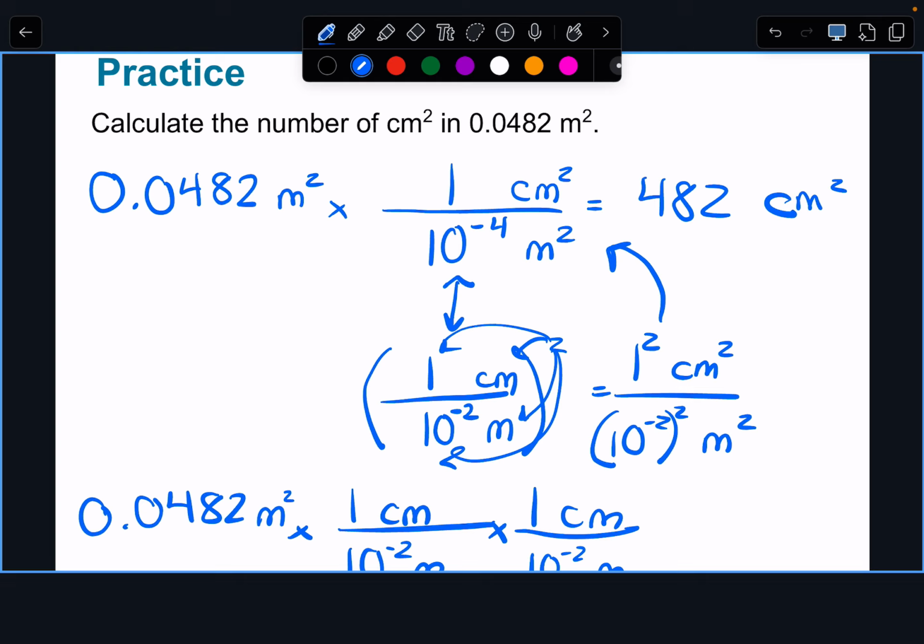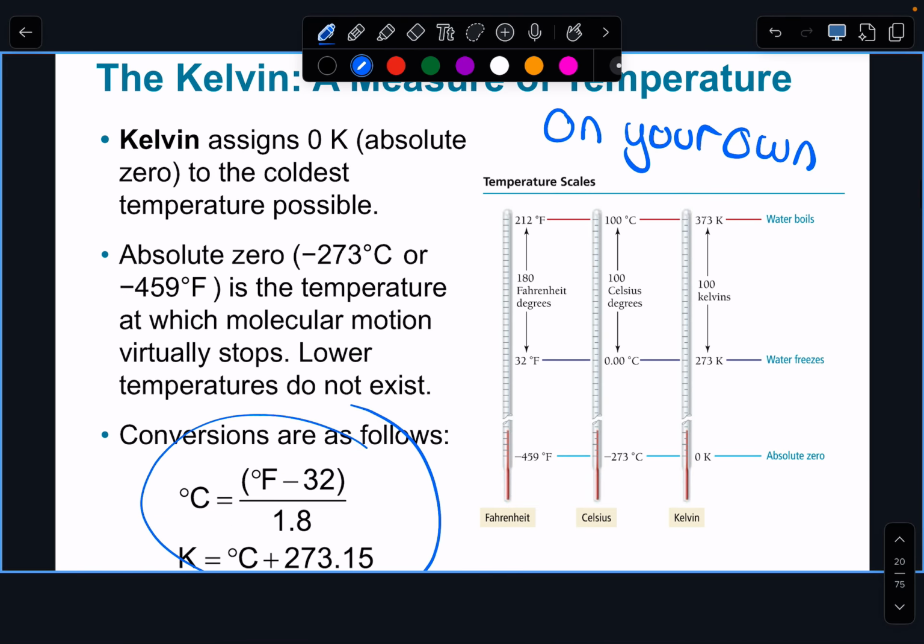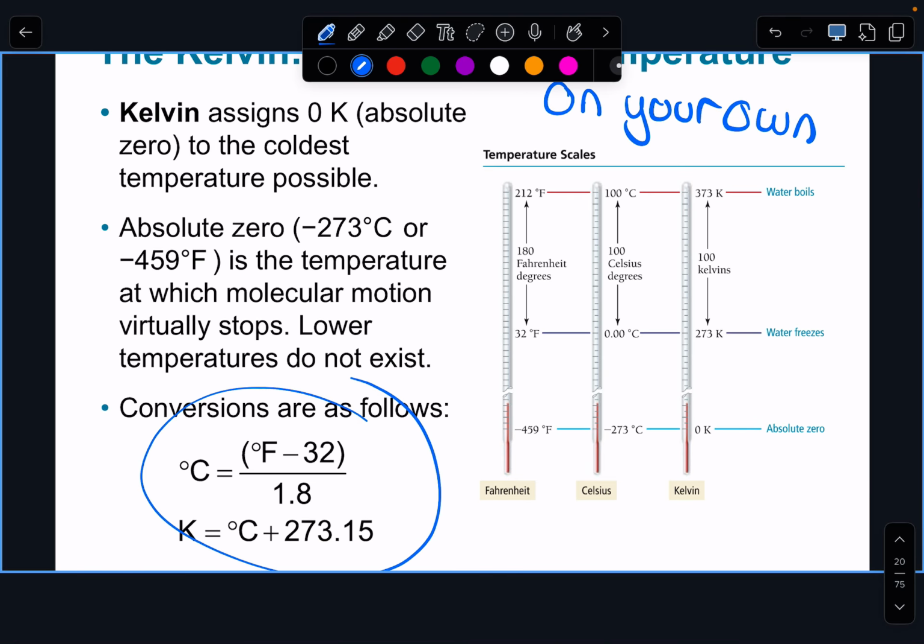You can do it by just moving the decimal if you want. Okay. I said we were going to do temperature on your own. I'm not going to do any problems with it. That's what I mean, do it on your own, because it's literally just plugging into a formula. We will rarely use the Celsius Fahrenheit conversion, just because you might use that in lab more often, but we're just not going to see things in Fahrenheit that often.